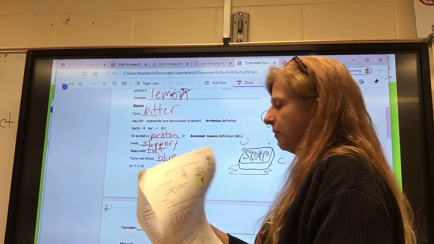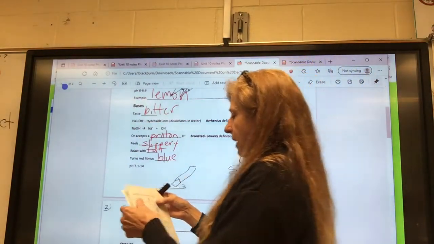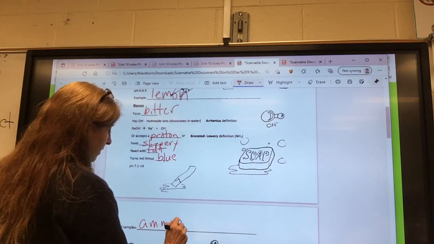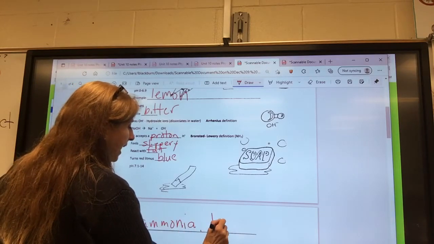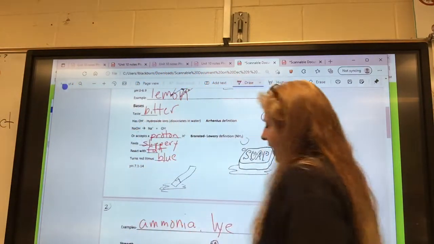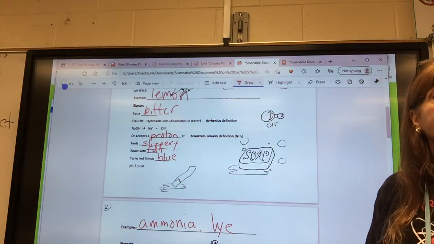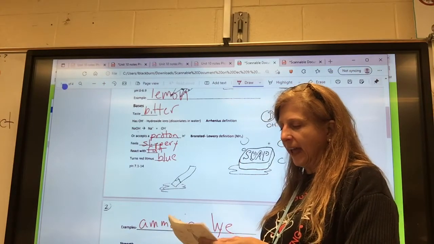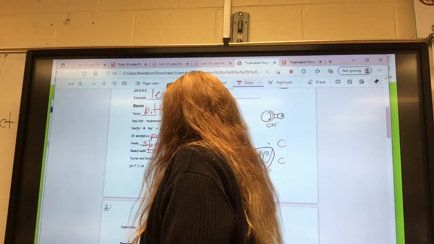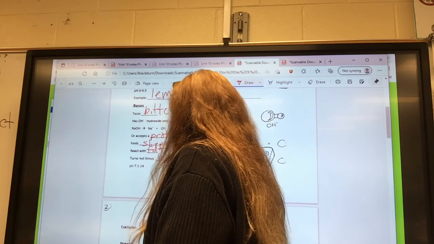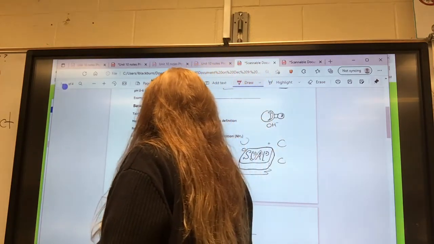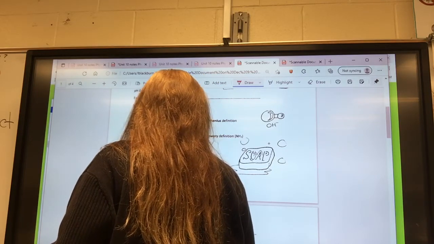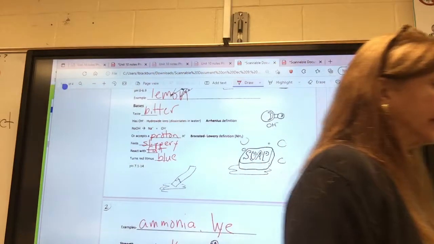So an example of a base would be ammonia, lye, like lye soap. Now the strength, these acids and bases can be strong or weak, okay? So strong acids versus weak acids, they disassociate completely in water.